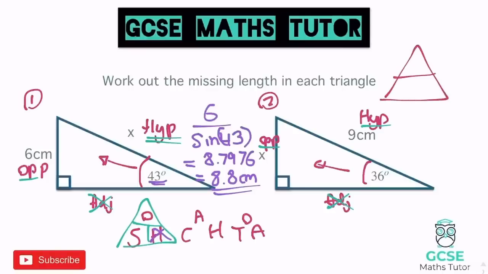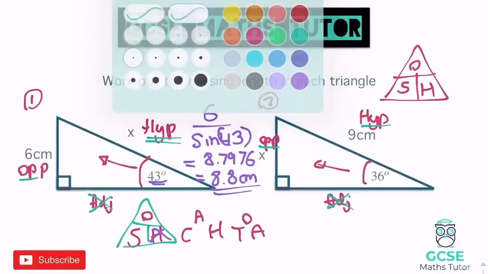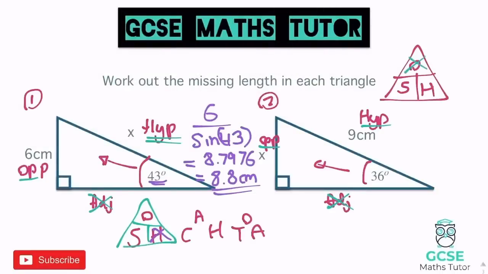So I've got SOH, but this time we are looking for the opposite. So I'm going to do the same process again. I'm going to cross off the opposite, and that tells me that I'm going to do a times. I'm going to do S times H. Now S again stands for sine. I just need to put the angle with it. So this time it's 36. So sine 36, making sure you put it in a bracket again, times by the hypotenuse, which is here, which is 9. So sine 36 times 9.